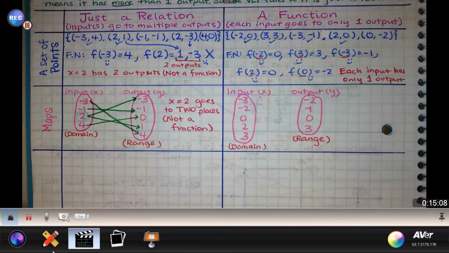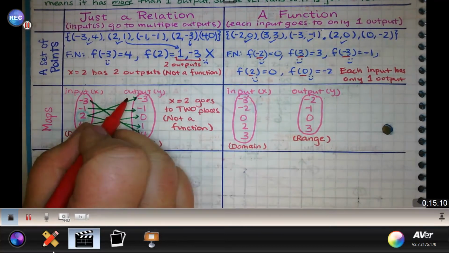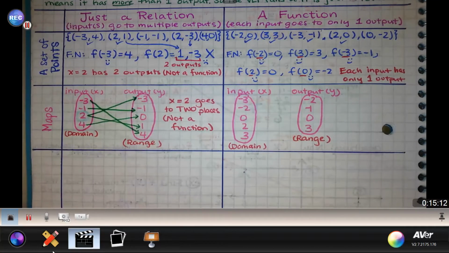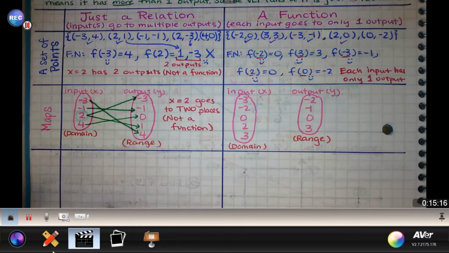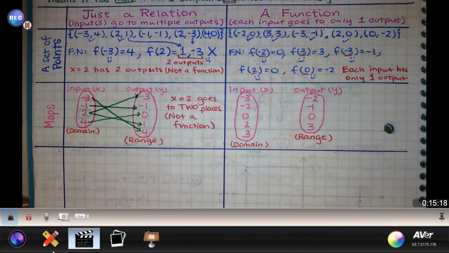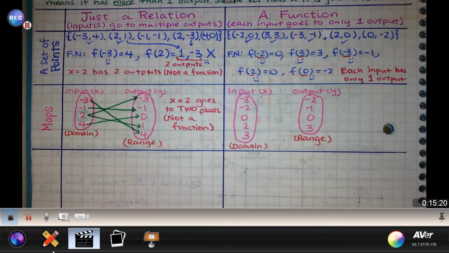All right, if anytime this one splits, that's not okay. It makes it not a function, because you're always going to want to go back. I'm going to make you tell me the definition a million times. It means an input goes to multiple outputs. That makes it not a function. For a function, the input can only go to one place.